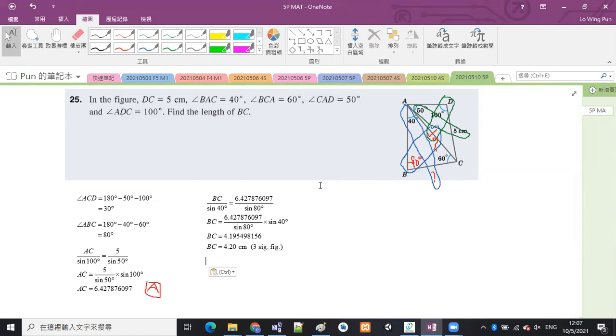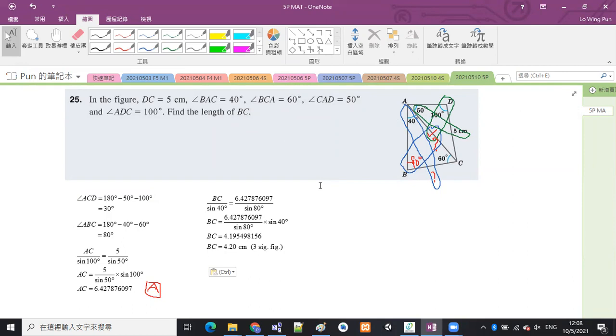So I think you're okay for this type of question. Even though there are two triangles, we just need to solve them one by one. Just need to find out which information is the information we need in which triangle.